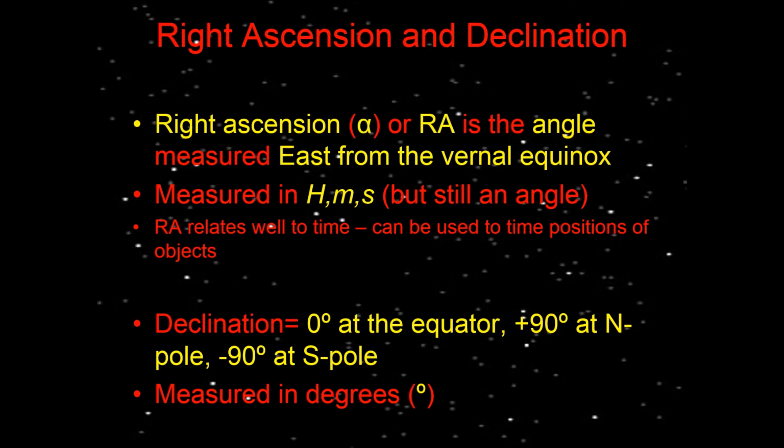The declination, on the other hand, is measured in traditional degrees, from 0 at the equator to 90 degrees at the North Pole and negative 90 at the South Pole.